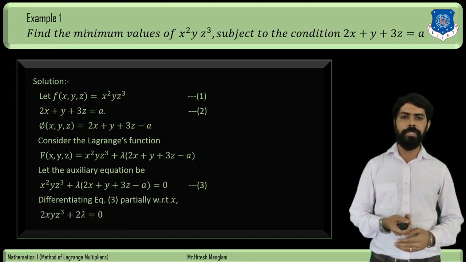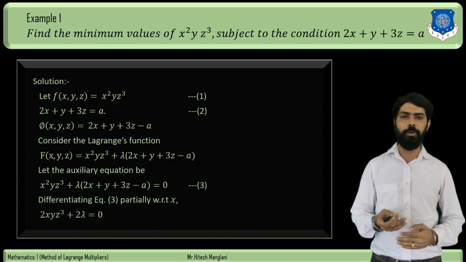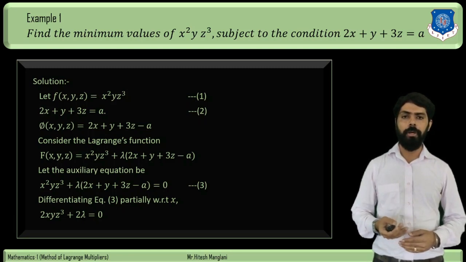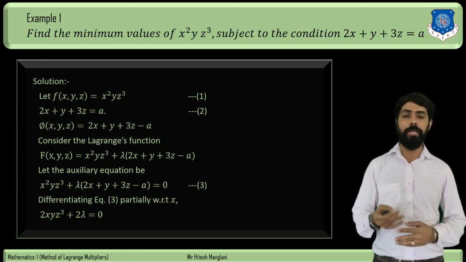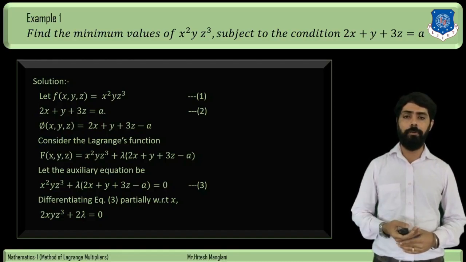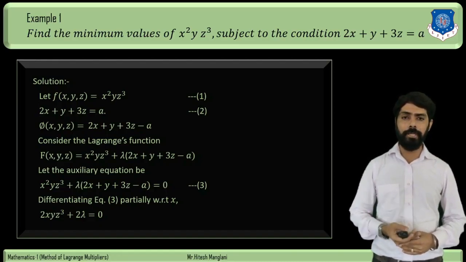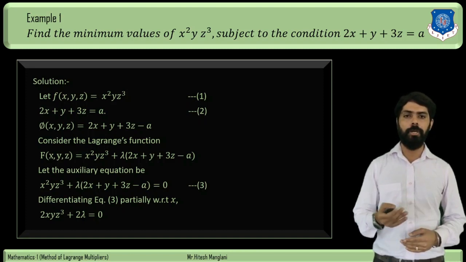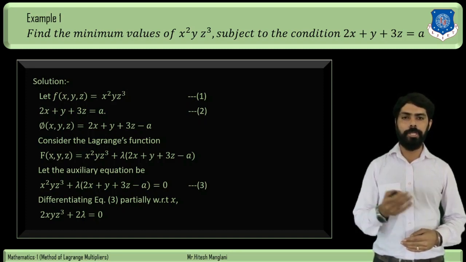If we differentiate this equation partially with respect to x, then here the first term is x square y z cube. If we take the derivative of x square with respect to x, then it will be 2x, because we know the formula of differentiation of x raised to n is n into x raised to n minus 1. So by that formula the derivative of x square will be 2x, and here we are partially differentiating with respect to x, so y and z are constant, so y and z cube will be as it is. So it will be 2x y z cube.